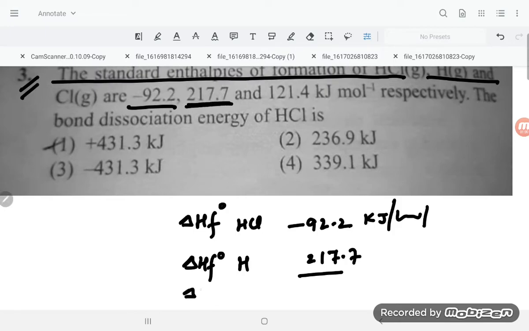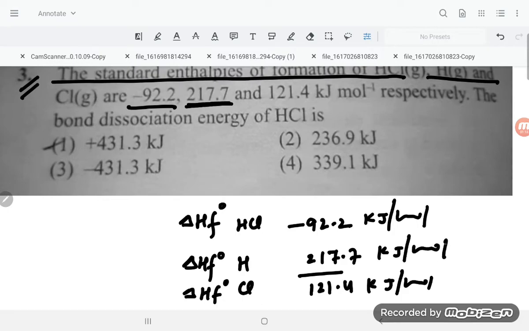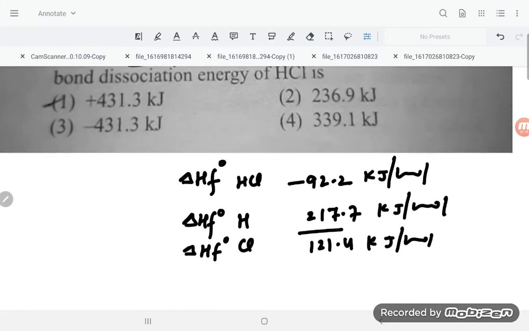And the last one, delta H_f, and here is the chlorine Cl. For that also it is there, 121.4 kilojoule per mole. So this is also kilojoule per mole. Now if we talk about the enthalpy of formation, the hydrogen and chlorine are more than the HCl, right? You can see, these hydrogen and chlorine are more than the HCl.